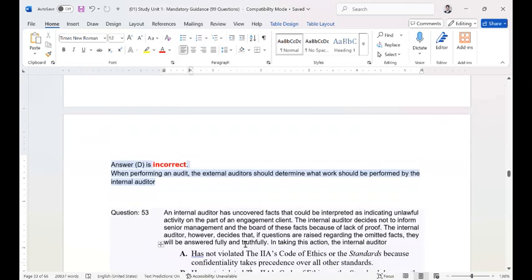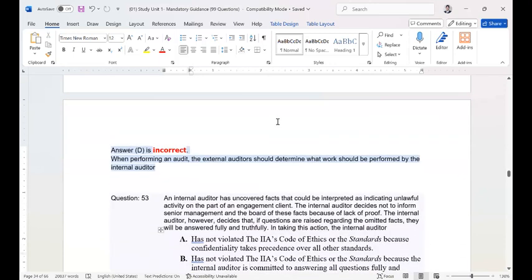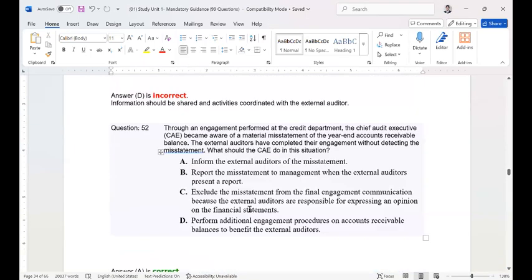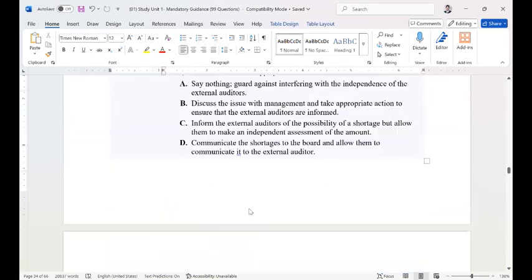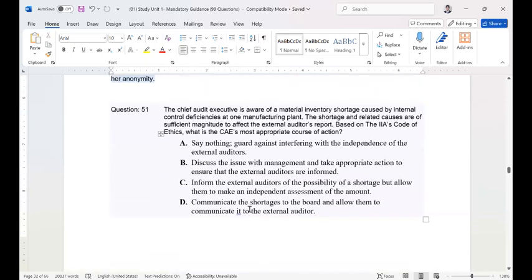Can you put the question 51 again? Yeah. Can you just show the 51? Is the answer B wrong for 52? What's the answer of that question?